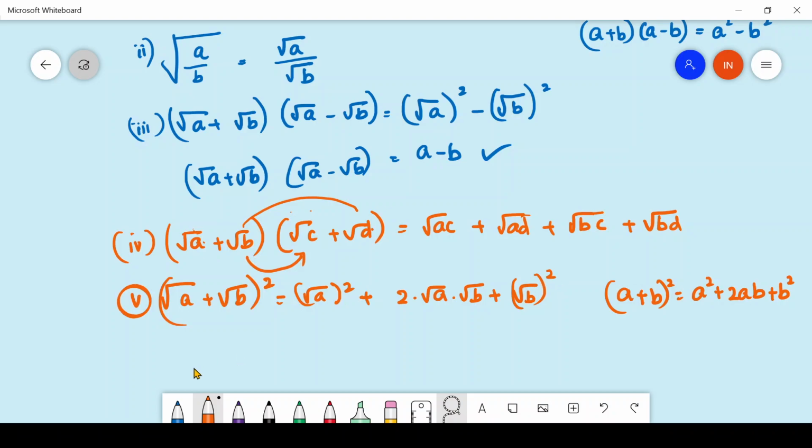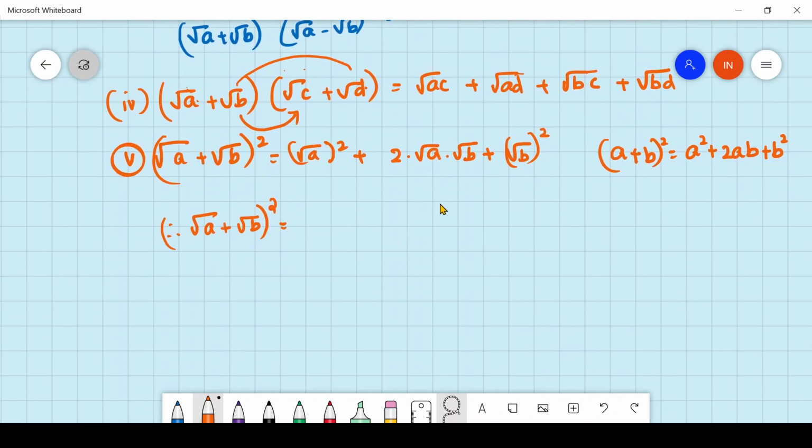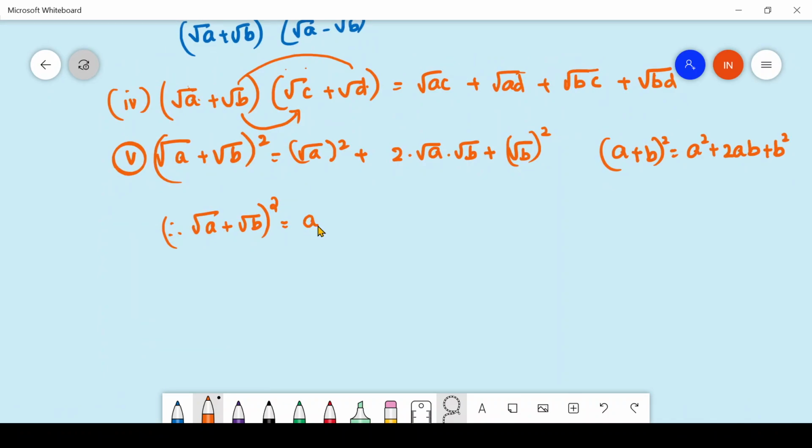So how can we write this? Therefore, root A plus root B the whole square, we can write as: root A the whole square is A, right? The square root will go. Plus 2 into root A into root B. We have seen root A into root B can be written in one root, that is 2 into root AB, plus in the same manner here also the root will go, that is B. So these are the main identities that we have to learn to do the operations on real numbers.